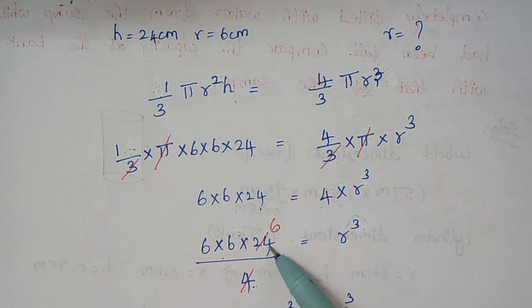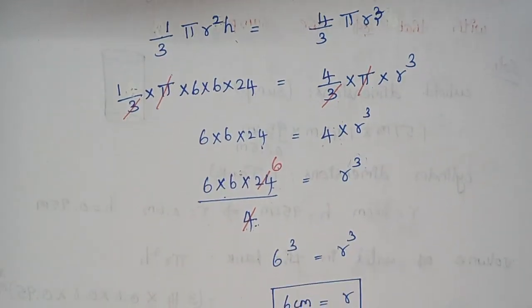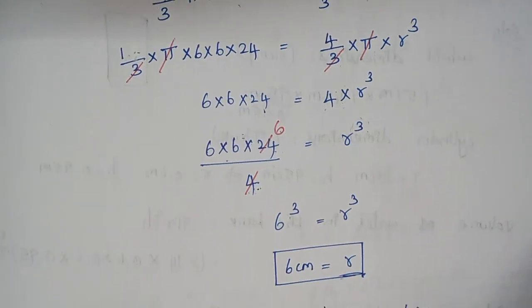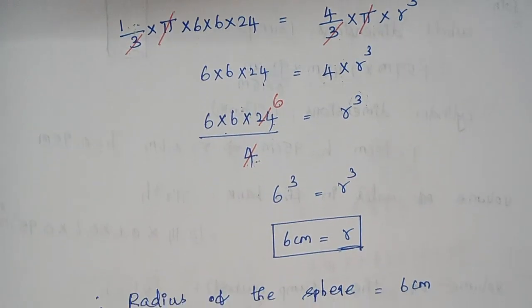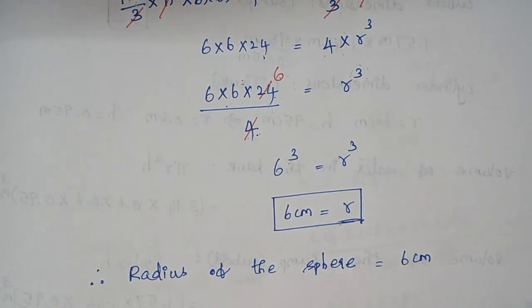So 4 and 24 cancel by 6. Now we have 6 into 6 into 6, which is 6 cube. So 6 cube is equal to r cube, therefore r is equal to 6 centimeter. Therefore the radius of the sphere is 6 centimeters. We will proceed with the next problem.